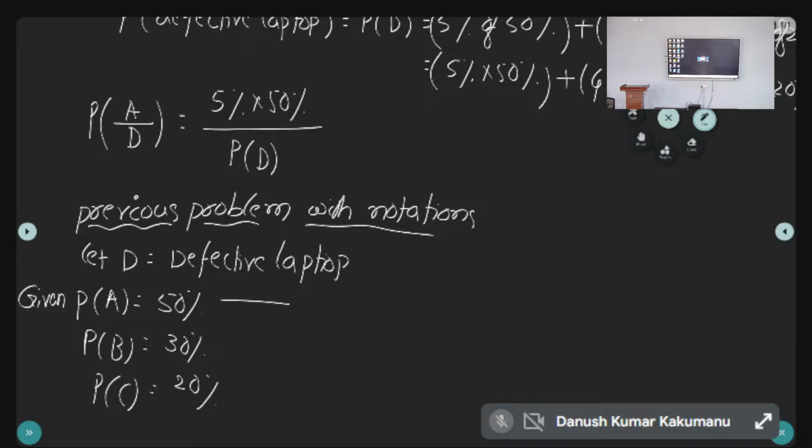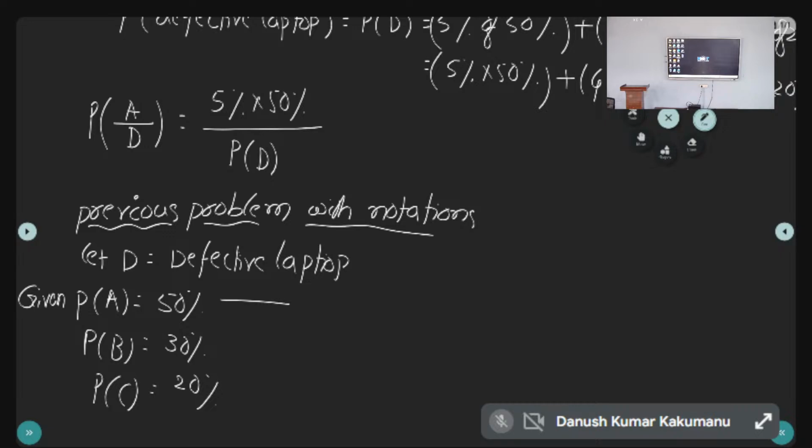Listen, 5%, that sentence form. 5% of type A are defective, or not? It means type A are already there, and among them, those who are defective is 5%. Meaning is that only, or not? 5% of type A production are defective.